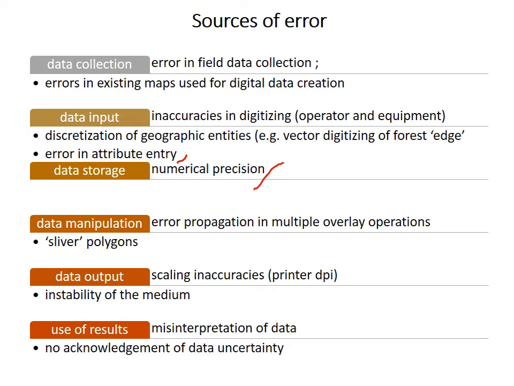And data manipulation, error propagation in multiple overlay operations. When you multiply many layers of maps, if one map has an error, that error may propagate in all the layers when you do overlay operations. And sliver polygons, which we have already discussed, will also create some problems.